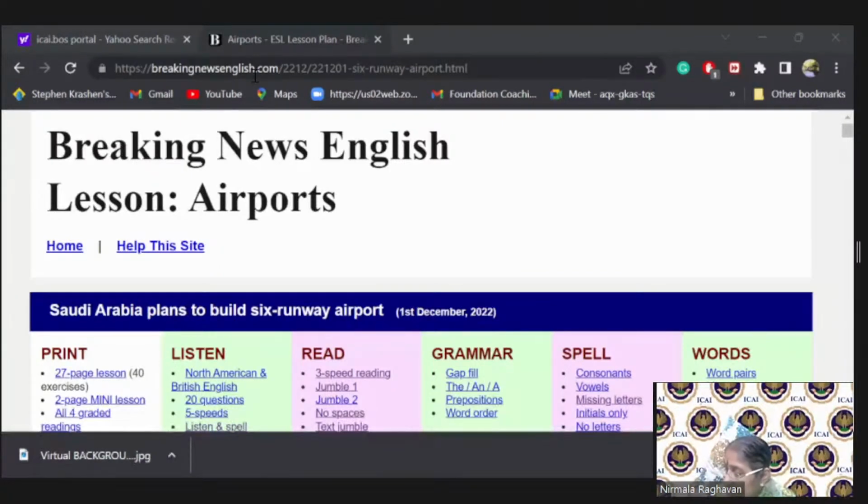Manish, how to solve the problem of tongue twist while speaking? What is that? Tongue twist? I don't understand.